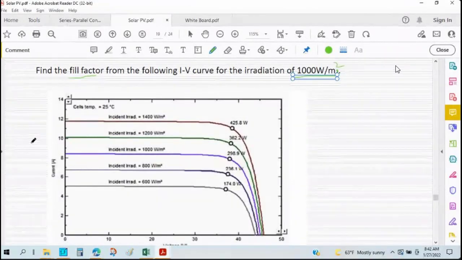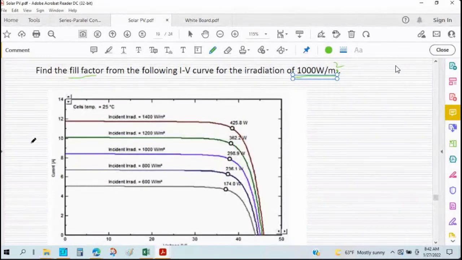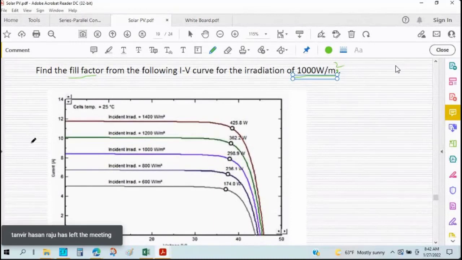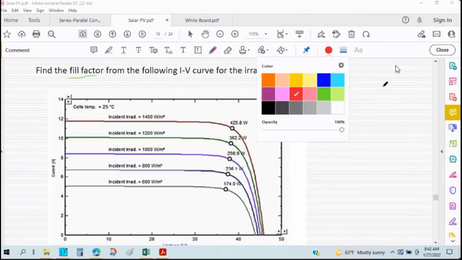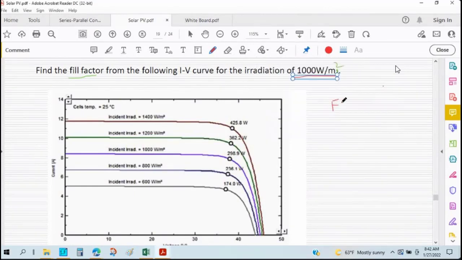The fill factor is the ratio of maximum voltage and maximum current to open circuit voltage and short circuit current. Okay, open circuit and short circuit. In that case, can you calculate the fill factor from the following curve?